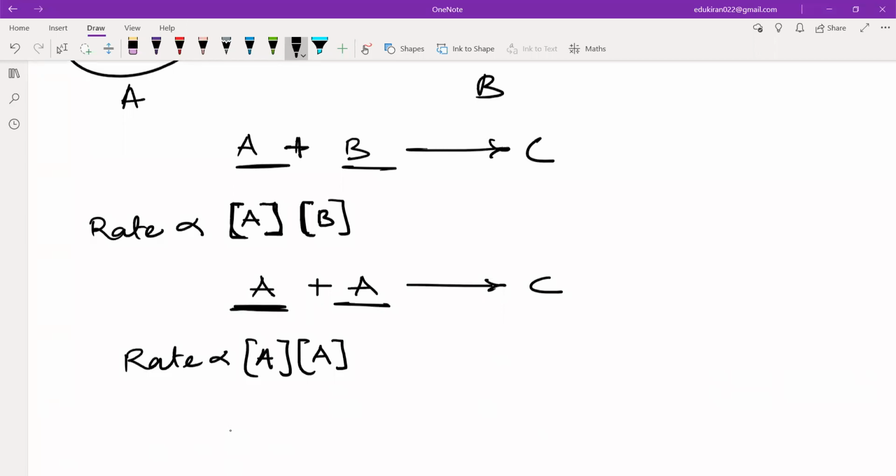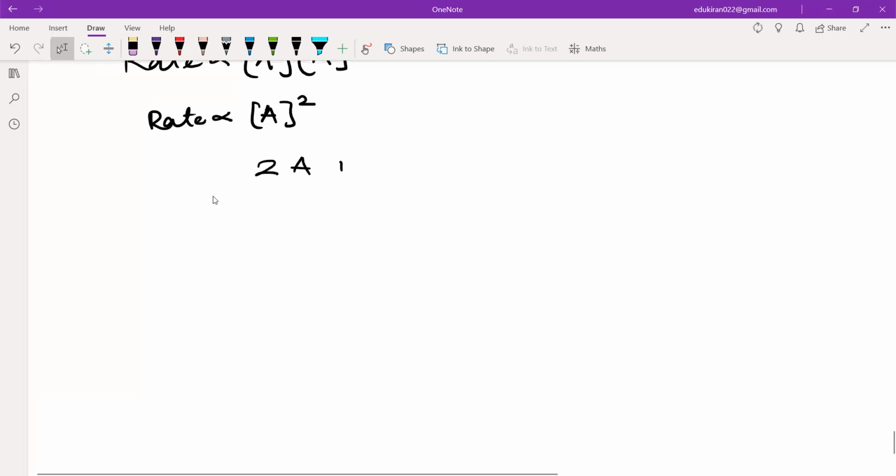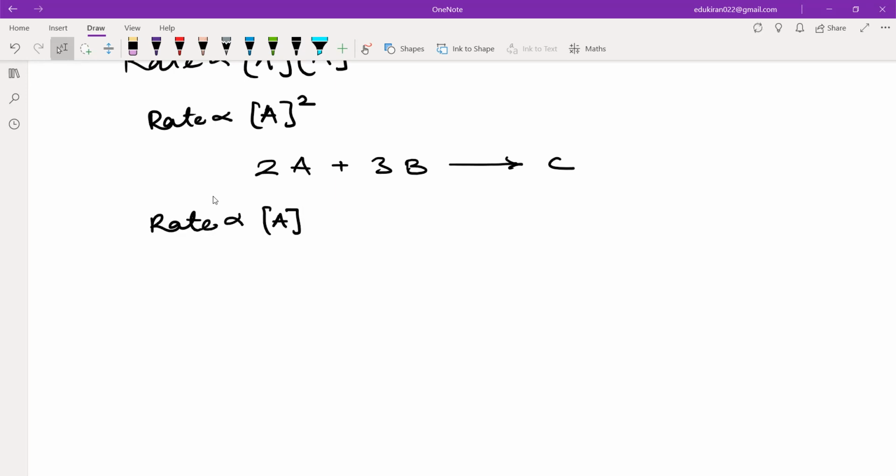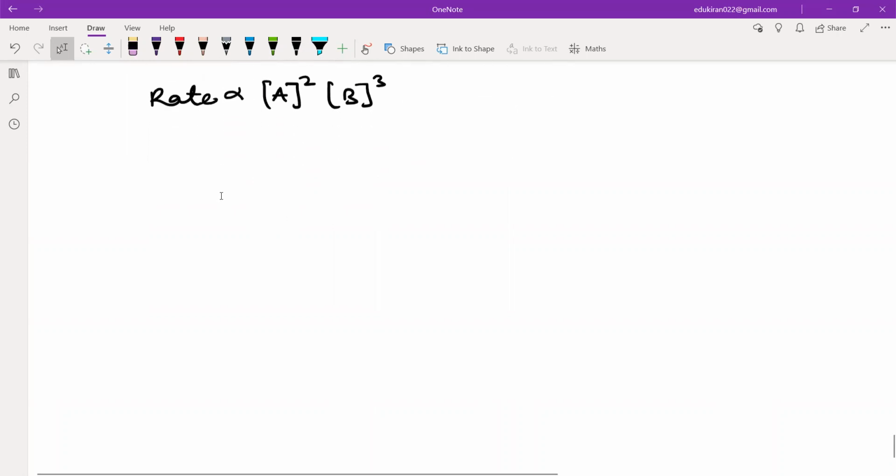And I will write for a reaction in which we have 2A giving me C, the rate is directly proportional to the concentration of A into the concentration of A. That means the rate is directly proportional to the concentration of A square. Tell me, any problem till here? No, sir. All of you agree with this? Yes, sir. That means if I have a reaction like this, 2A plus 3B giving me C, I will write the rate as the concentration of A square into the concentration of B cube. Any problem? No problem. So this is what is known as the law of mass action.